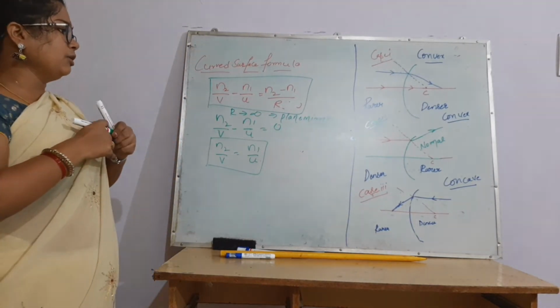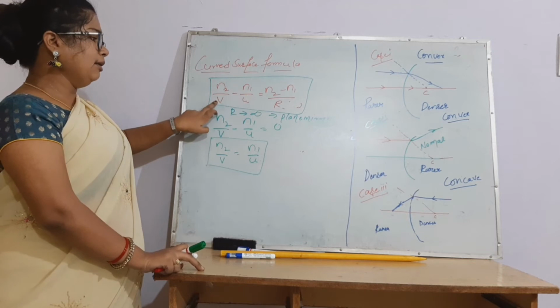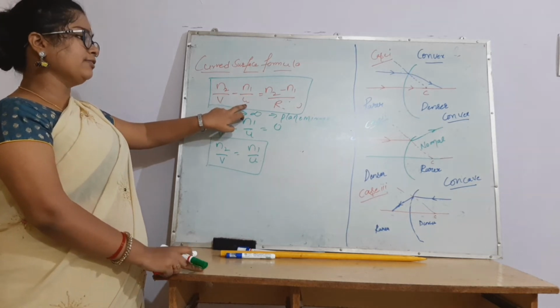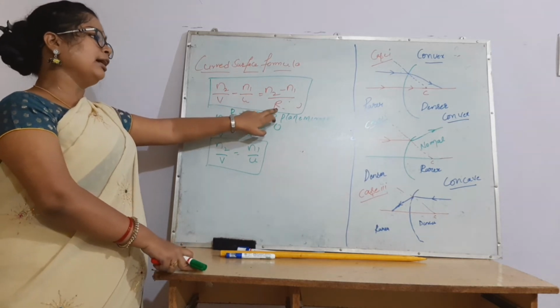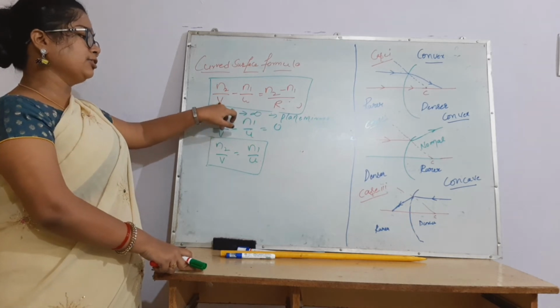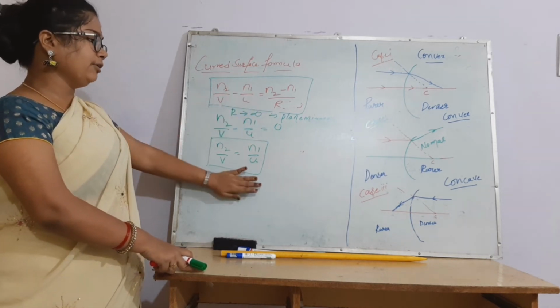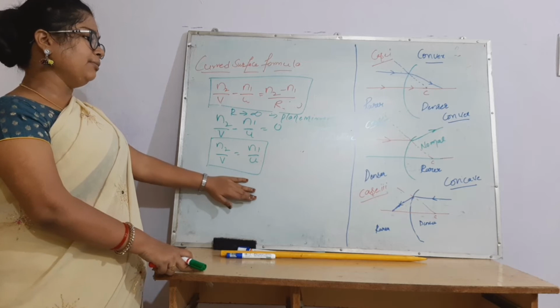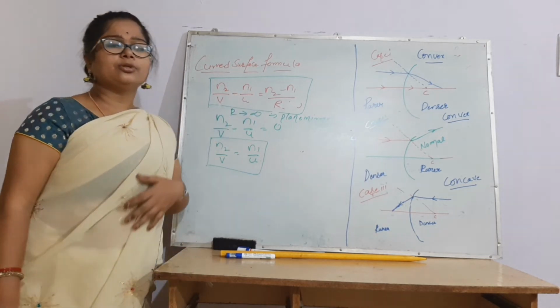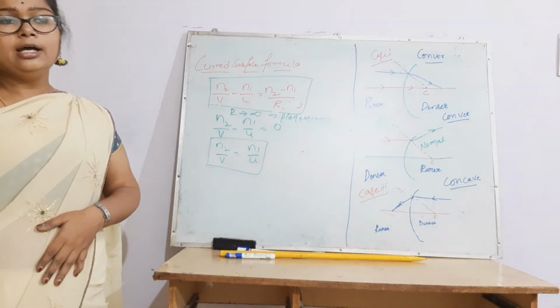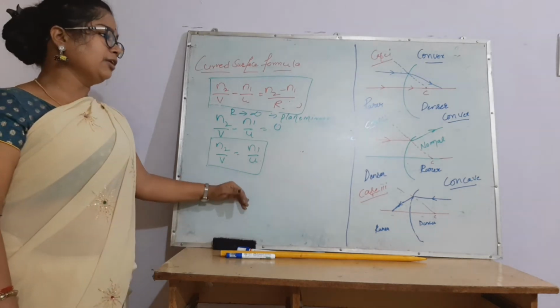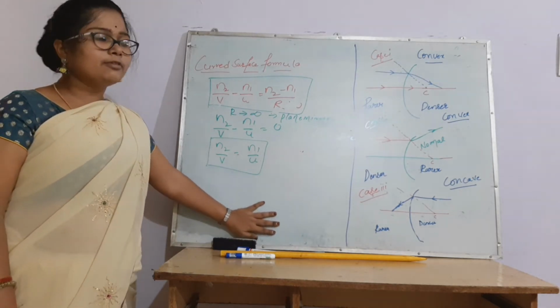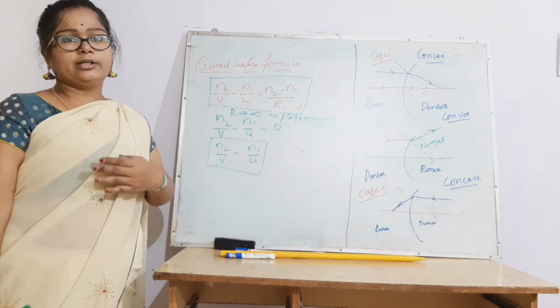If two refractive indexes are given and image distance and object distance are given, they ask you to find R, or they have given R and they ask you to find V. Any of them you can do this. And in this, for the plane mirror, R tends to infinity. And with this, you are going to close curved surfaces, and we are going to enter into lenses.